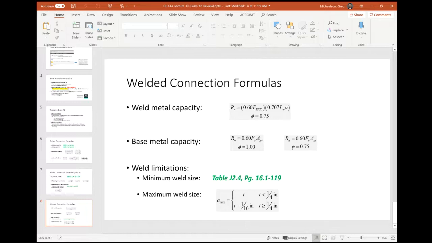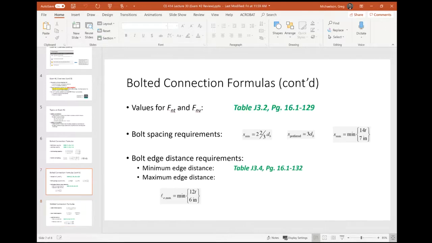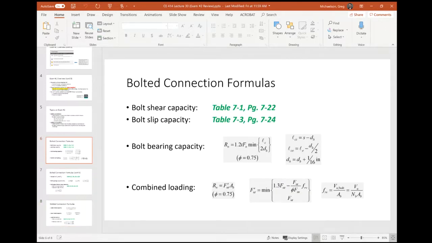We expect a diagonal bolt load. Are you referring to the combined loading scenario where you had to use the expressions on the bottom of the slide that you see on the screen? Is that the problem that you're talking about? Okay, sure, yes, you can expect that. That doesn't mean it will be on the exam, but it is something that is fair game.